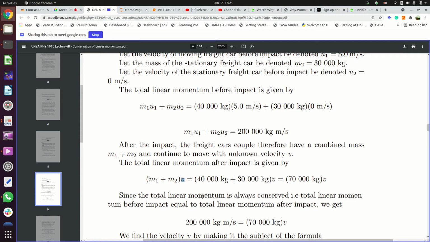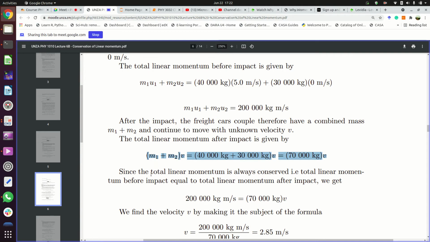So the combined mass is going to be 40,000 kg plus 30,000 kg multiplied by V, which is the velocity of the freight cars after they have coupled. So that's going to give us 70,000 kg multiplied by V. So what we have up here is the total linear momentum before the cars collide, and what you have here is the total linear momentum just after these cars have collided.